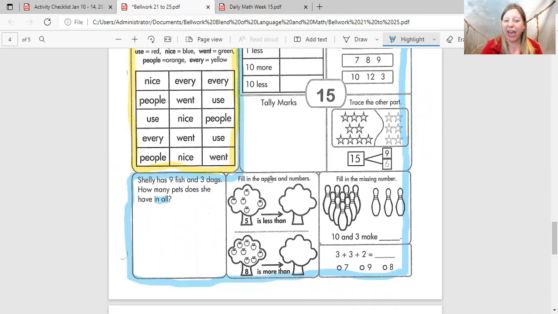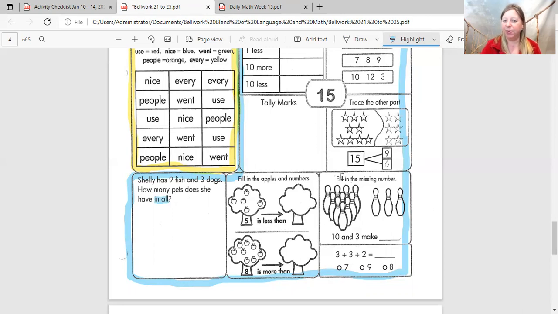Now it says to fill in the apples and numbers. So here it says 5 is less than what? 5 is less than what number? You can choose a number that is greater than 5. 8 is more than, make sure you put the number that is less than 8 in this trunk and draw the apples to match that number.